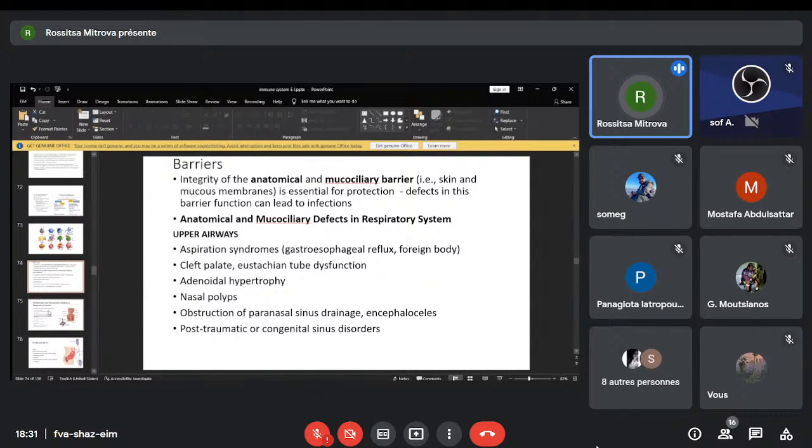I think we can stop here. So next time we will talk about different immunodeficiency states, barriers, and some mucociliary defects and so on.